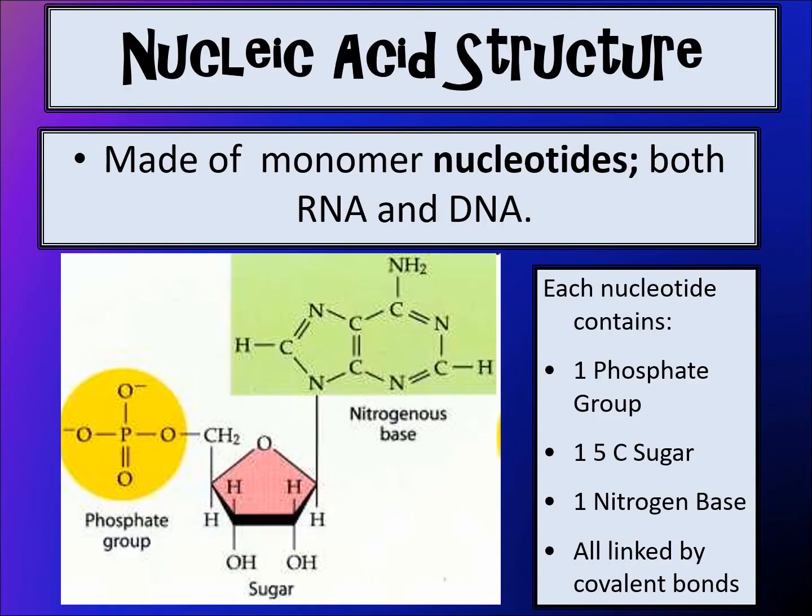The monomer of a nucleic acid is a nucleotide, and nucleotides make up both RNA and DNA. Now, there are some differences between RNA and DNA, and we'll dive into those, but each nucleotide will contain a phosphate group, which is PO4, so 1 phosphorus and 4 oxygens. It will contain a 5-carbon sugar, but those will differ with DNA and RNA. It contains a nitrogen base, and they're all linked together by covalent bonds. So that means the electrons are being shared between the 3 parties to make the nucleotide.